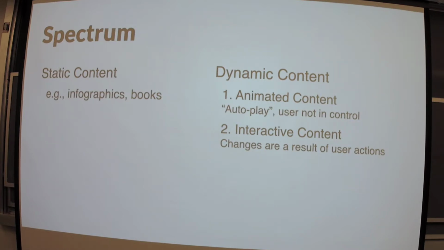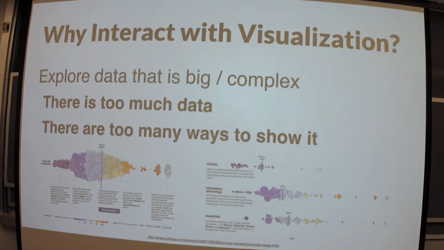And dynamic content could either be animated, which is kind of an autoplay like videos, or you have interactive content where changes are the result of a user interaction. And so I asked the question, why do we actually interact with visualization? I think there are two main reasons for it. We want to use interaction when we need to explore data that is either big or complex. So there's too much data, or there are too many ways to show it.